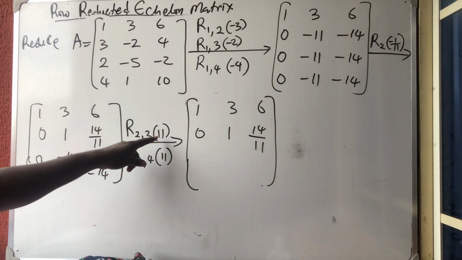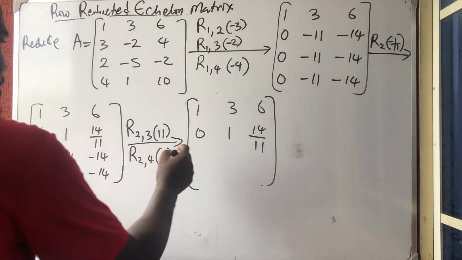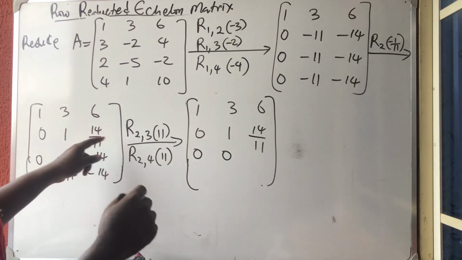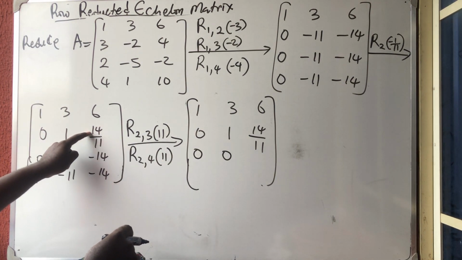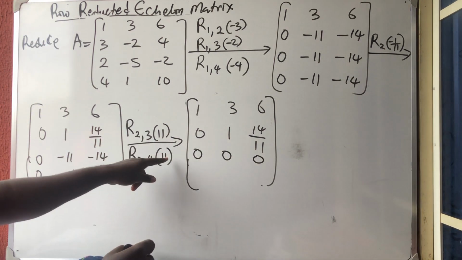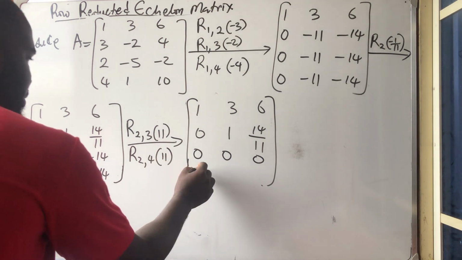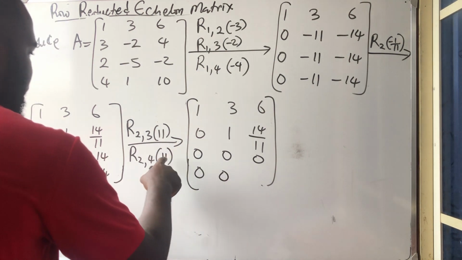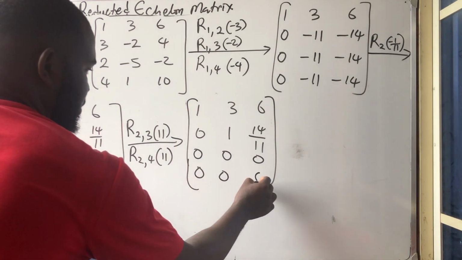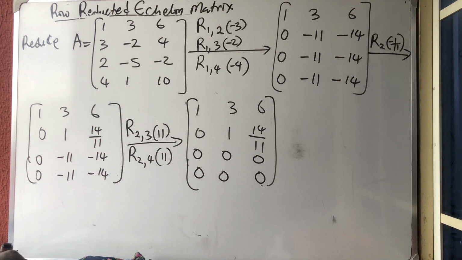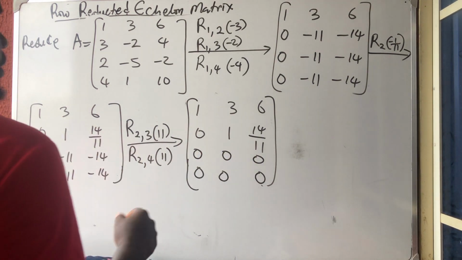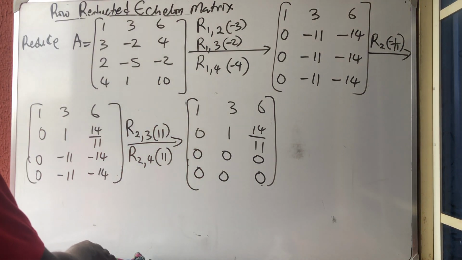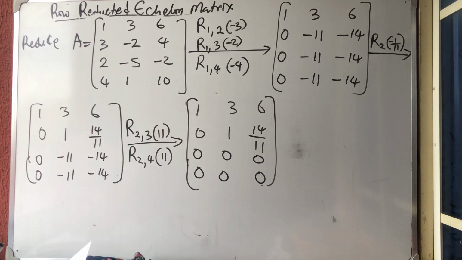Then we will now come to row 3. 11 times 0 is 0. 0 plus 0 is 0. 11 times 1 is 11. 11 minus 11 is 0. 11 times this is 14. 14 plus this is 0. For this side now, 11 times 0 is 0. 11 times 1 is 11. 11 plus this is 0. 11 times this is 14. 14 plus this is 0. So this is simply the answer, because anywhere we have a leading entry, everything under it is 0, and the leading entry is just 1. So that is that.